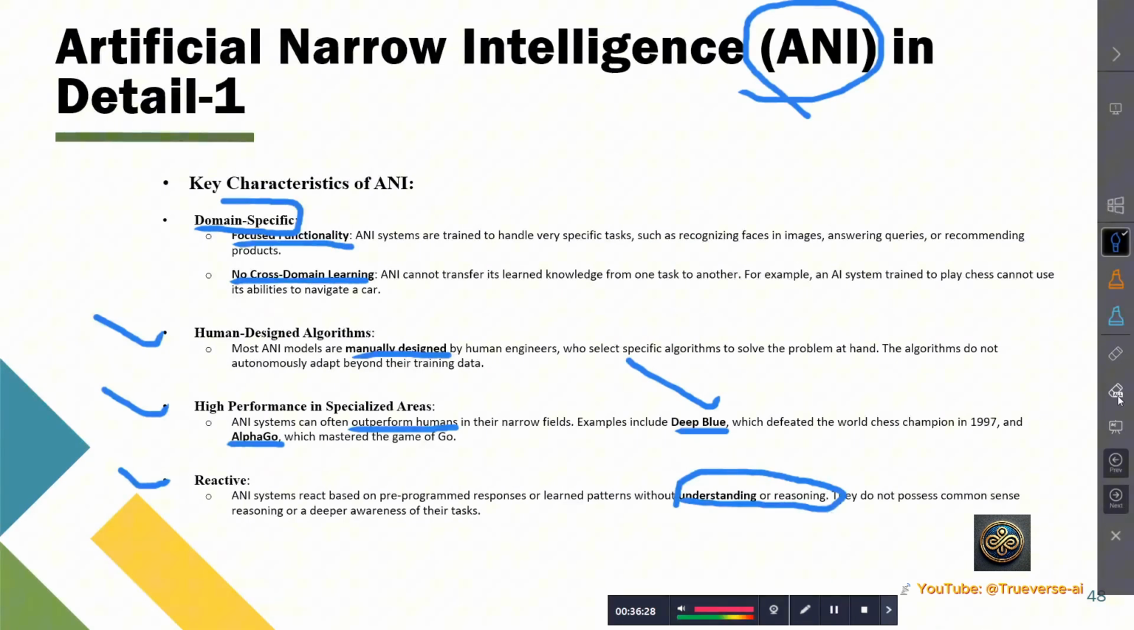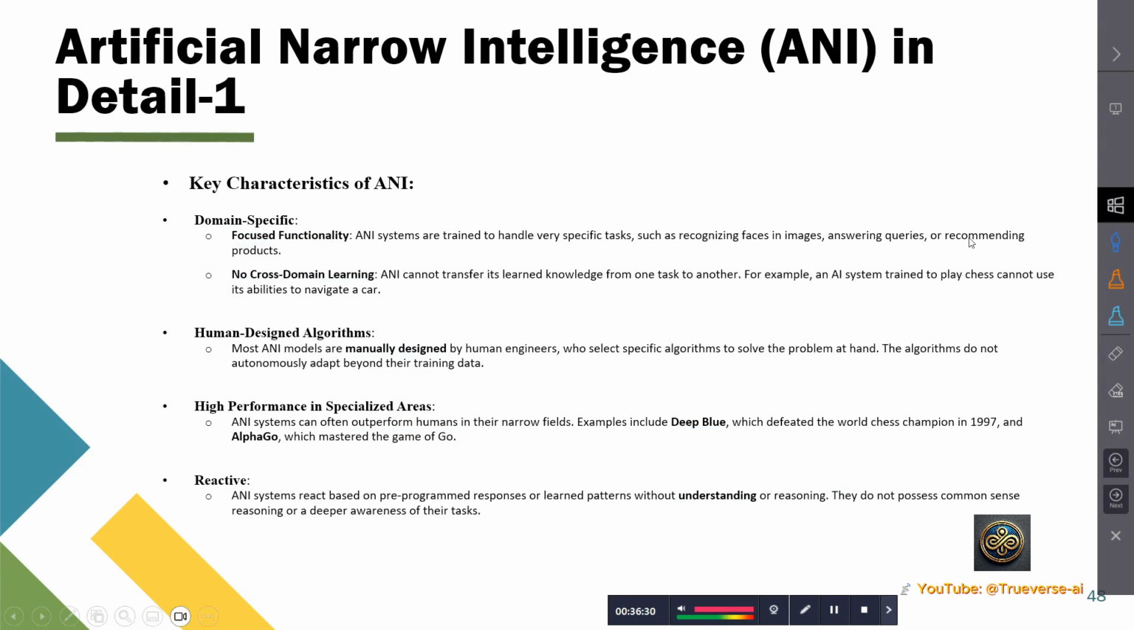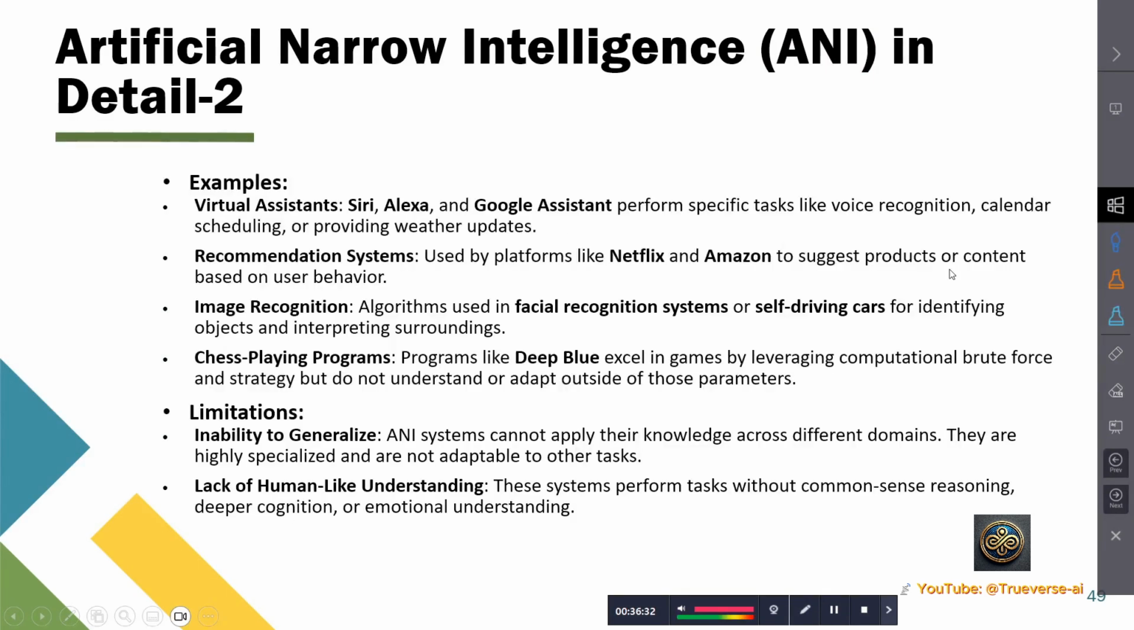So this is about the ANI. If I give examples, like Siri, Alexa, which you saw, recommendation systems like Netflix, image recognition, chess playing programs. The limitations: inability to generalize, lack of human-like understanding. This is the point.